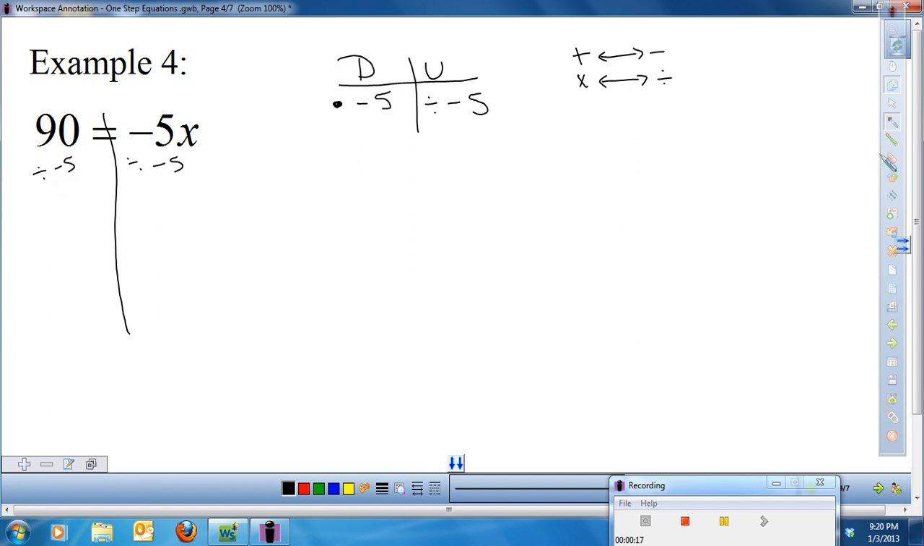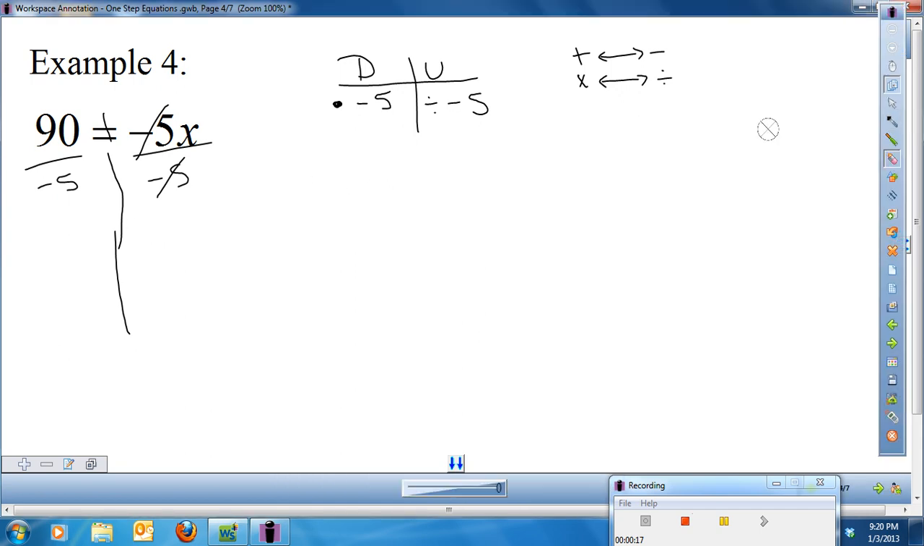And that's okay. I prefer to use a division bar or a fraction bar because I know that a fraction bar means divide. So I'm going to write this as divide by negative 5, divide by negative 5. These negative 5s cancel out because negative 5 divided by negative 5 is 1. And a 1x is the same as just having an x. That 1 is invisible.